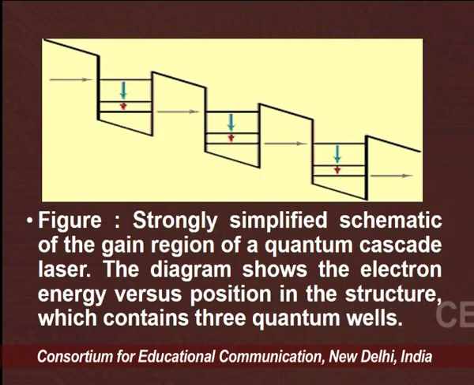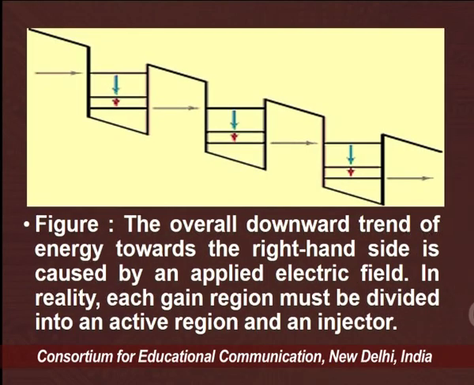This is a strongly simplified schematic diagram for the gain region of the quantum cascade laser. Here we have three colors of arrows: one is blue, second is red, and third is gray. The diagram shows the electron energy versus position in the structure, which contains three quantum wells. Now there are three quantum wells, and we see how the energy can be transferred from one to another.